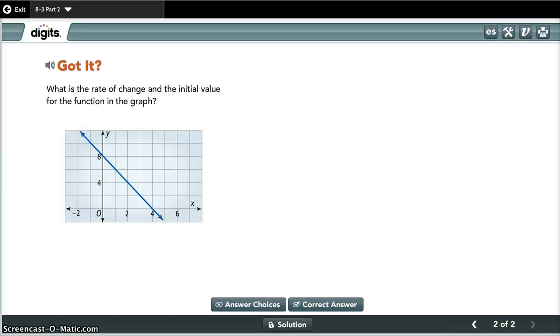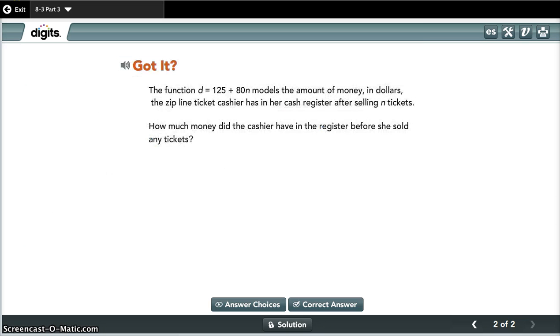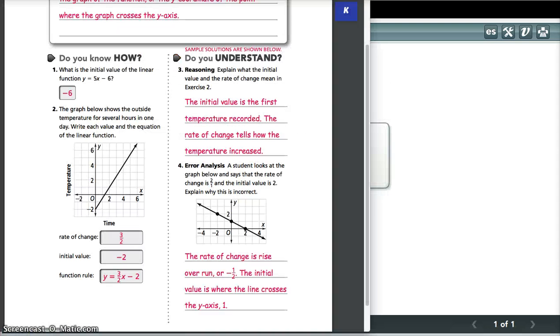So as our last practice together, go ahead and try this in your book on your own. And you should have gotten that the slope was -2 and the y-intercept was 8. Really quickly, if you got it, you would plug in 0 for n and solve because that's how much before she sold any tickets is 0. And then complete and check your work on numbers 1 and 2 for your close and check.